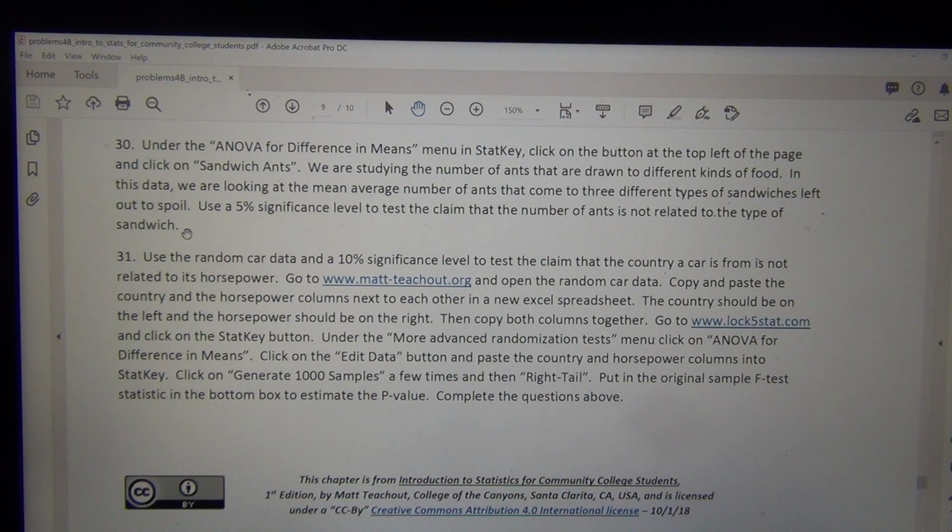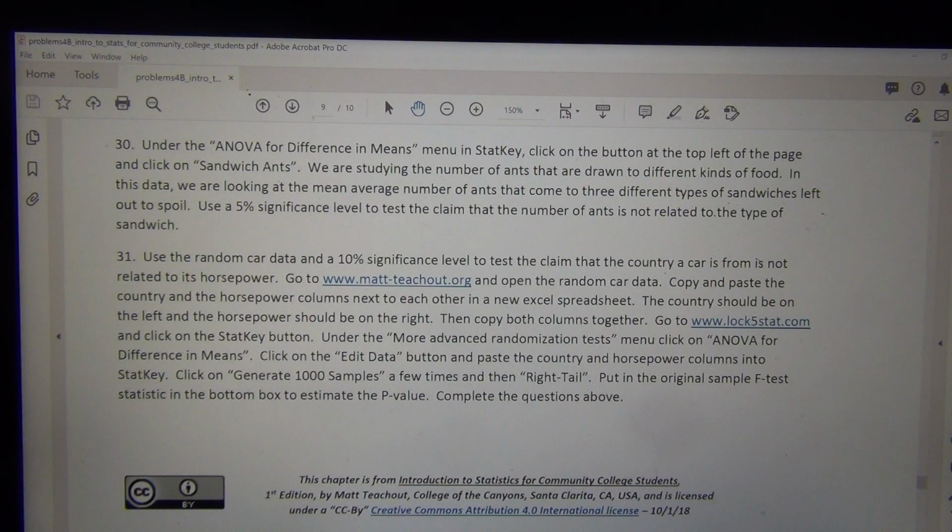of sandwich. Okay, so we've said in ANOVA that the null hypothesis will be the means are equal to each other, and then the alternative will be at least one of the means is not equal to each other. If the population means are equal, that means it doesn't matter what sandwich is left out. We get the same average number of ants, and that would indicate not related. If the mean averages are significantly different, then it seems like it does matter what sandwich is left out, and we're thinking that the sandwich is related to the number of ants.